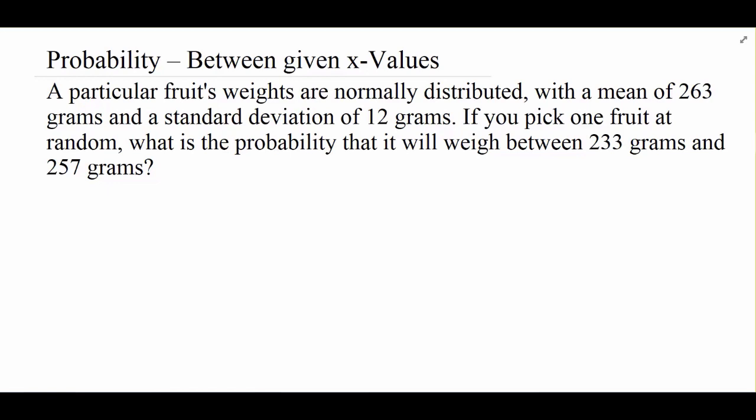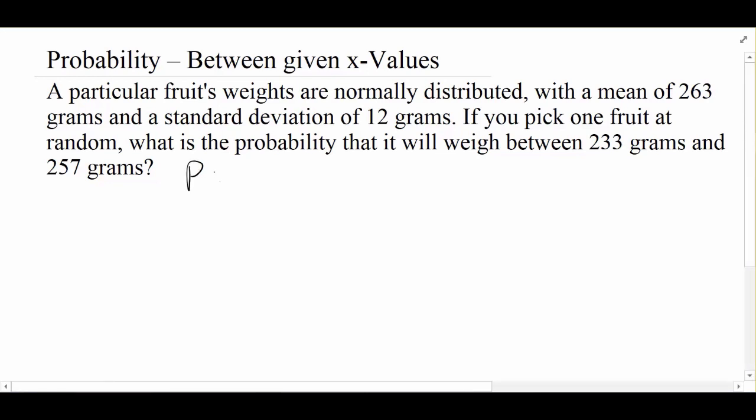Now, if you're looking at values that are given as x values instead of z-scores, then obviously your first step is going to be to convert them to z-scores. So in this case, we've got this particular fruit's weights that are normally distributed. There's a mean of 263, standard deviation of 12, and we're measuring in grams here. If you pick one fruit at random, what's the probability it's going to weigh between 233 grams and 257 grams?